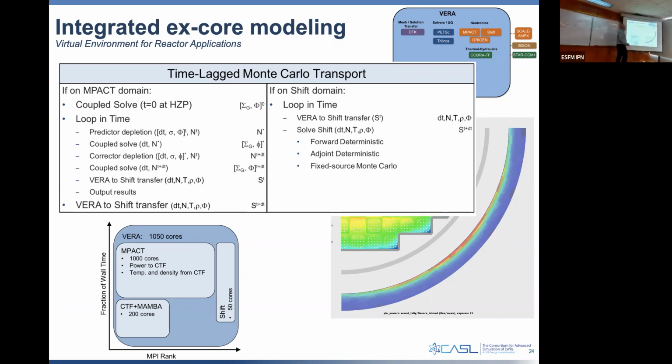What Shift is doing is a forward, adjoint, and then fixed source Monte Carlo calculation. Shift has embedded inside of it a deterministic transport solver that will effectively guess what the flux is everywhere, so that it can efficiently start particles where it needs to in its continuous energy Monte Carlo calculation. Any questions?